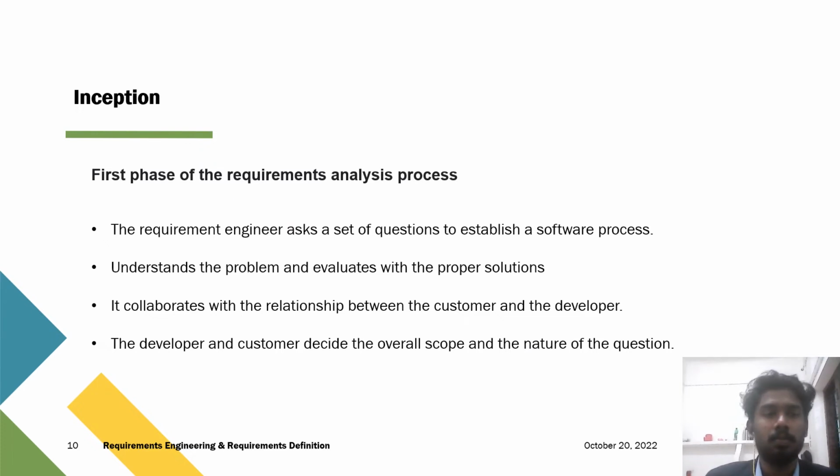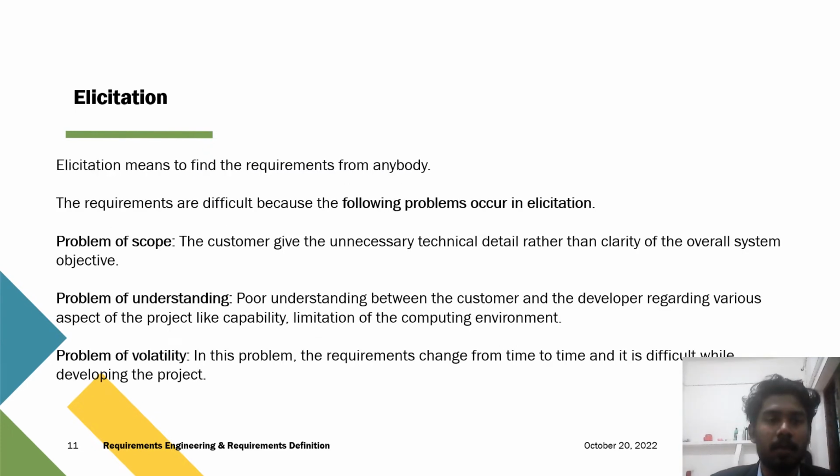So the first step of the requirements analysis process is inception. In this phase, the requirements engineer may ask a set of questions to understand the problem and evaluate a proper solution. Next is elicitation. Elicitation means to find the requirements from anybody. The requirements are difficult to obtain because the following problems occur in elicitation. Problem of scope.